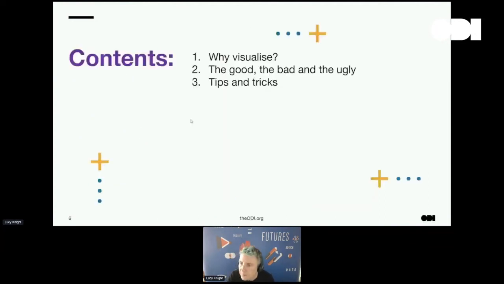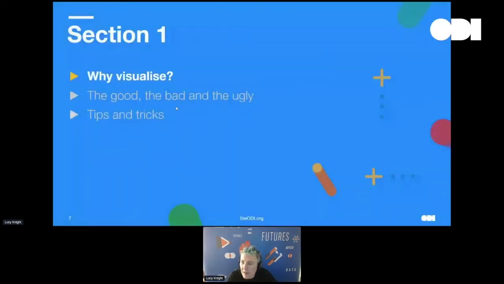What we're going to cover is, firstly, why do we even visualize data? Why is it a thing? Secondly, a look at some good examples, some bad examples, and some downright hideous examples, so you know what you're looking for. And thirdly, the tips and tricks that will help you get more value from your visualizations and provide more value as well. So let's get started.